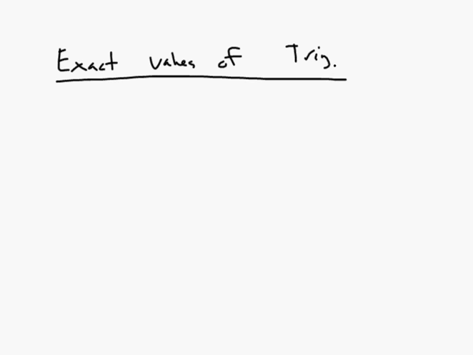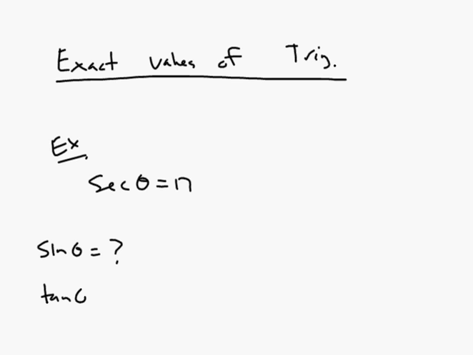So let's switch gears a little bit. And this is about finding exact values of trig functions. Okay? So switching gears a little bit. So let's consider an example. Suppose you're told that the secant of theta is equal to 17. And then they ask you for things like, what's the sine of theta? Or what's the tangent of theta?